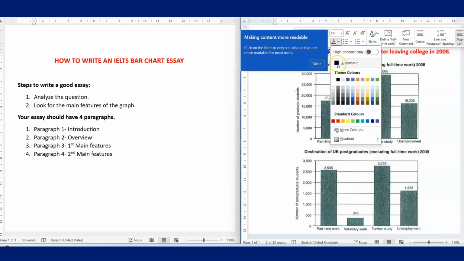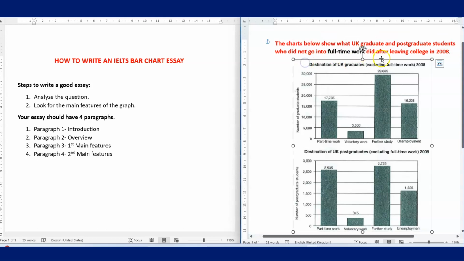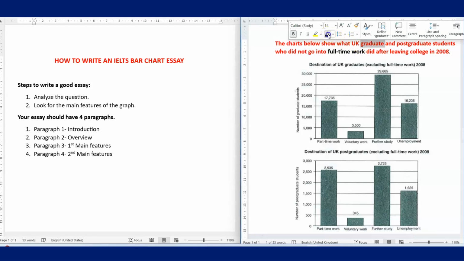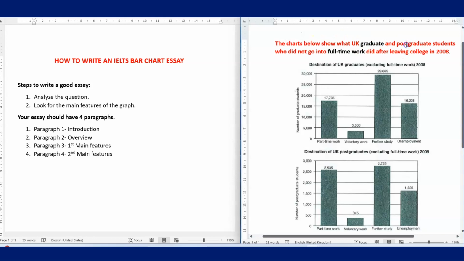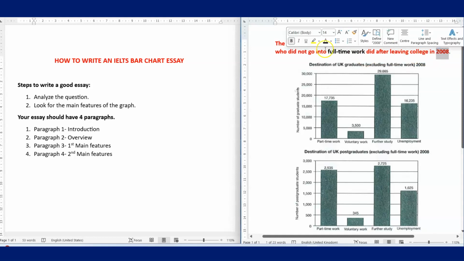So aside from full-time work, they did some things after they left college. Remember, we are talking about graduates and postgraduate students, two different categories of students. They did not go into full-time work, so the question is asking: what did they do after leaving college? And this is in the year 2008.